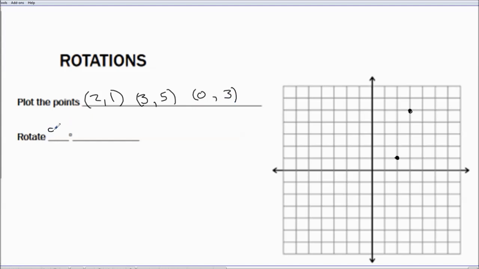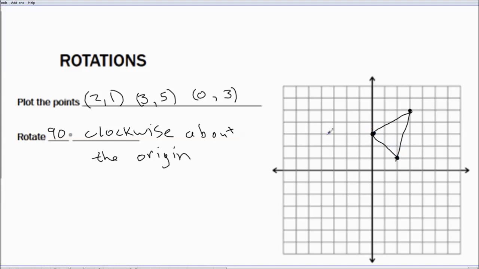And let's rotate that 90 degrees clockwise about the origin. Okay, and that just means the origin is the place that these points are going to be connected to. So that's the place that's not going to be moving at all. It's the same exact idea with a dilation. We had that point that everything is stretching away from. This means the origin is the point that everything is going to be rotating around.